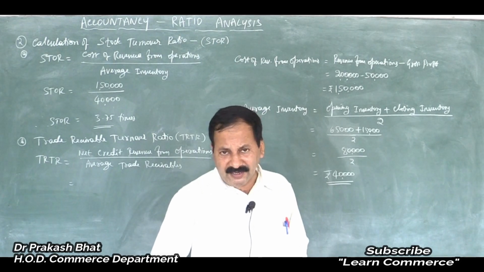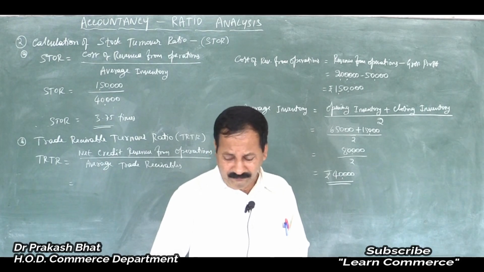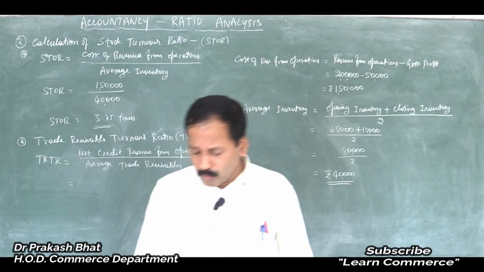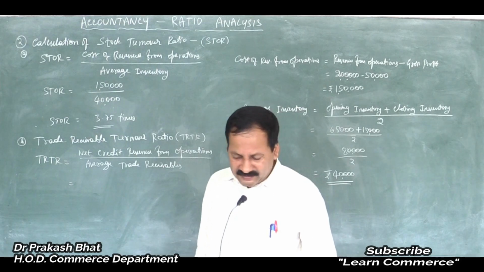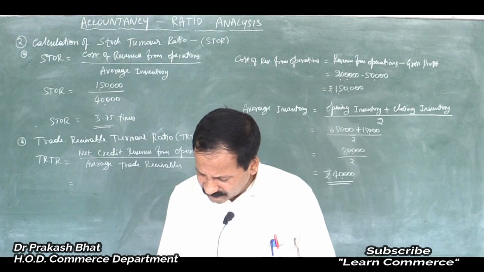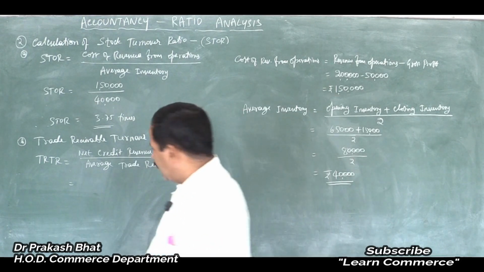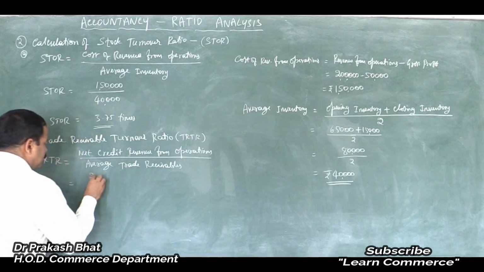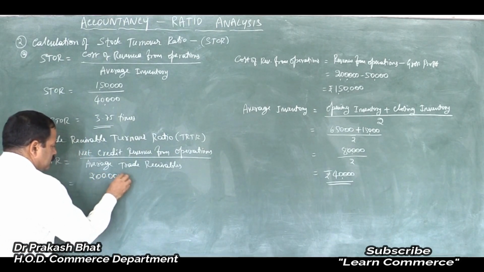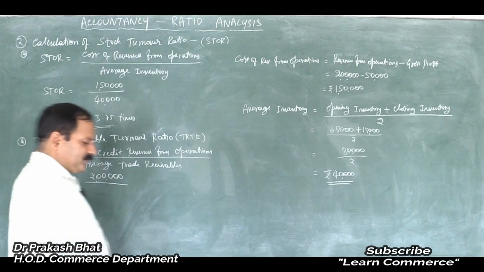Clear? Net credit means sales minus returns. That's all. There are no returns here. So 1 lakh, isn't it? Is it 1 lakh or 2 lakh? It's 2 lakh, right? Yes, 2 lakh by sales. 2 lakh divided by average trade receivables.